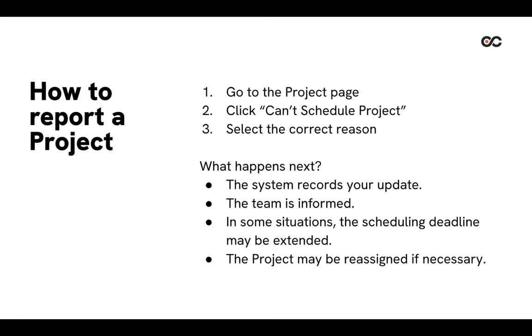How do you report a project? You go onto the project page and then you click can't schedule a project. After that, you just select the correct reason. So what happens next? The system records your update. The relevant teams, in this case the customer support team, are informed. In some cases, it might mean that the scheduling deadline may be extended. In other cases, it may just mean that it's going to be reassigned. So it depends on which one you choose. Just make sure that you choose the reason that makes the most sense. And from there, we'll be able to action your requests accordingly.